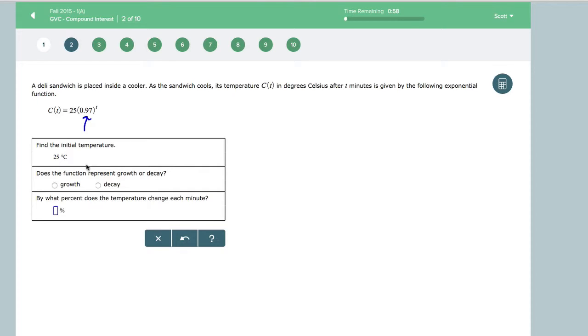That means it is decay. It's going down. Anytime it's smaller than 1, it goes down. How far away is this number from 1? It's 0.03. So we see 0.03, and we move the decimal twice, and we see it's 3%. So right here, I would just put in the 3%. So that's how you do that type of problem.